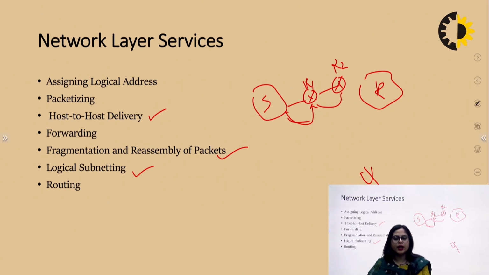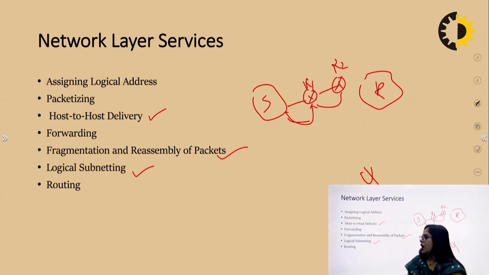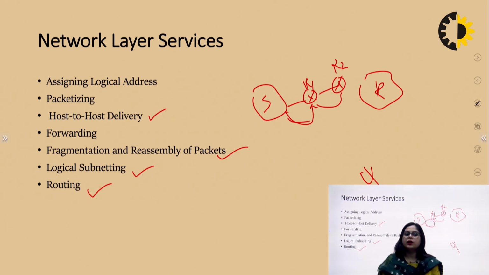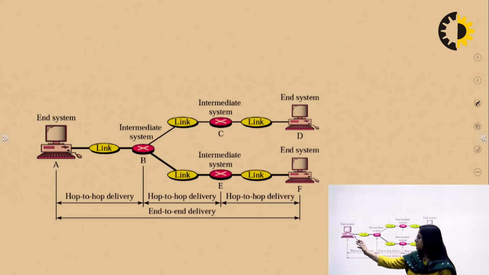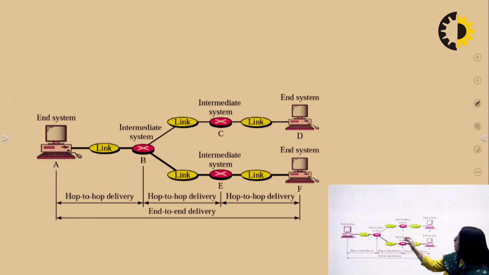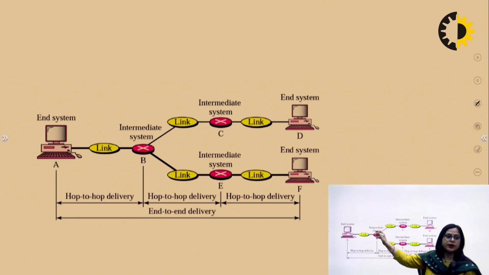Subnetting is of two types: fixed length subnet mask and variable length subnet mask. After that, routing. With the help of routing, the packet which is transferred from source to destination finds different paths to reach the destination. This is the diagram of one network where there is a station A and others B, C, D, E and F. B, C and E are the routers which are used to connect the different networks.